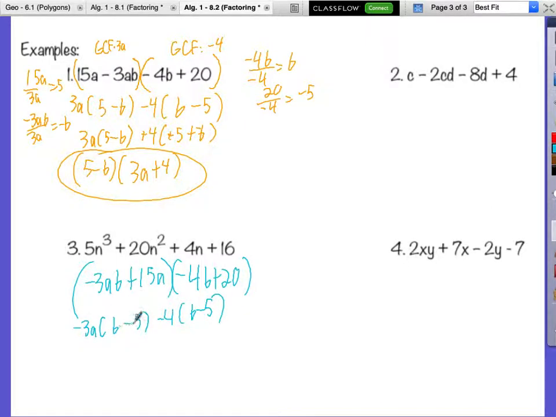So then you can say, oh, these both have a b minus 5 in common. So we'll factor out the GCF of these. We're left with a negative 3a in that first set and a negative 4 in the second set. And that would be our answer.